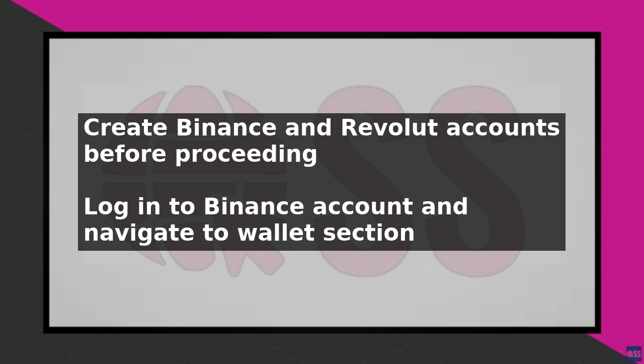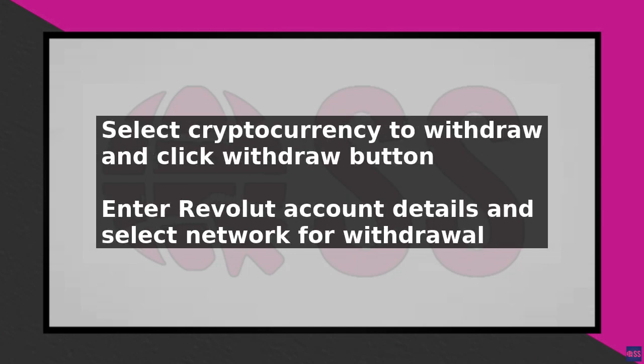Once you have your accounts, log into your Binance account and navigate to the Wallet section. Here, you will see a list of all the cryptocurrencies you hold on the platform. Select the cryptocurrency you want to withdraw and click on the Withdraw button.